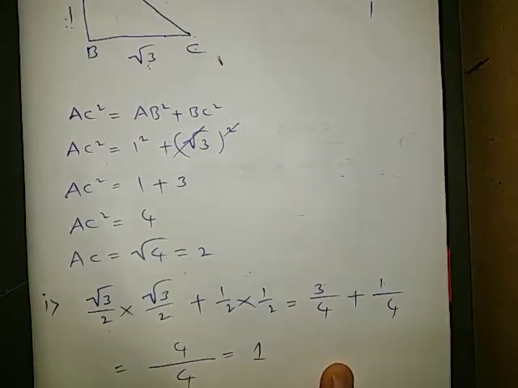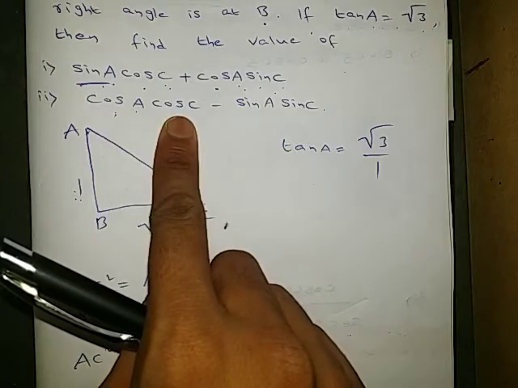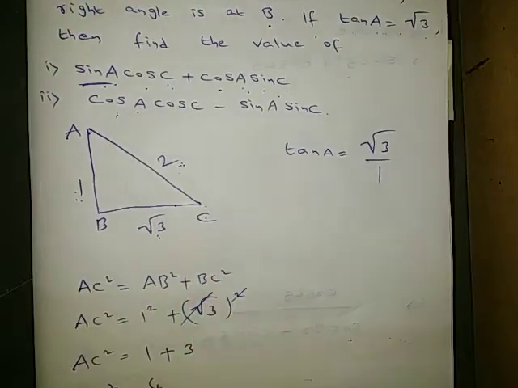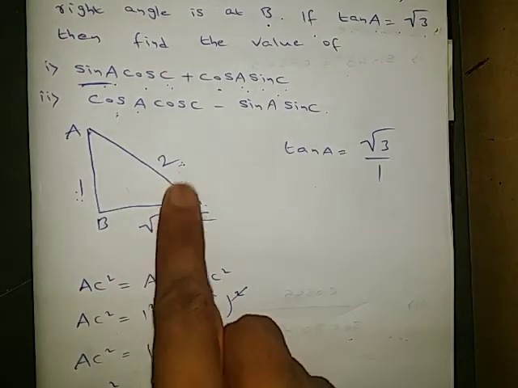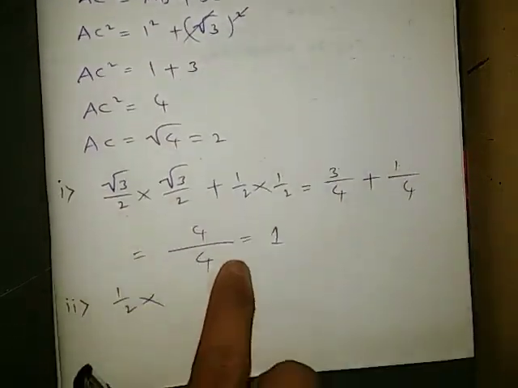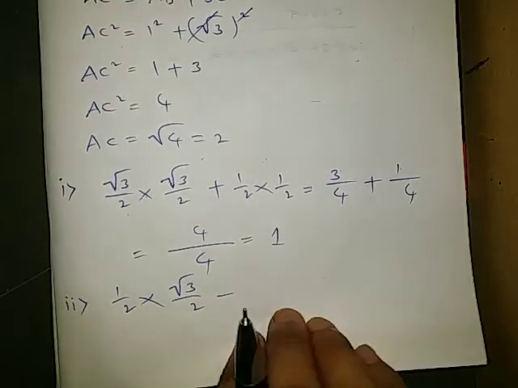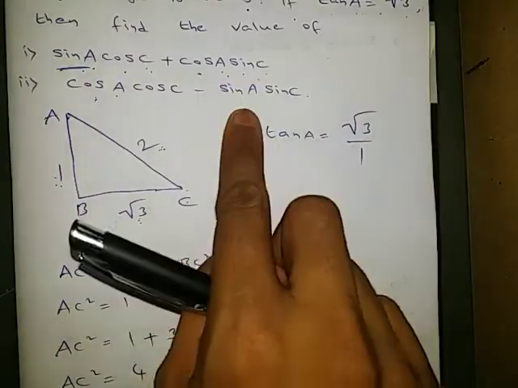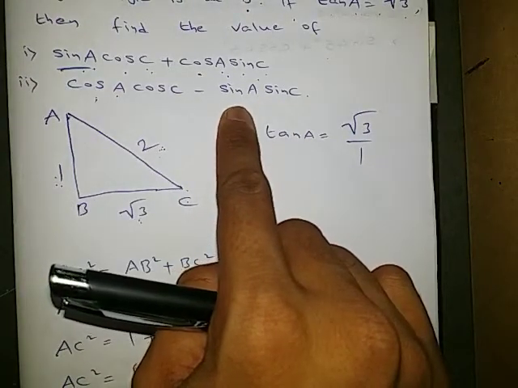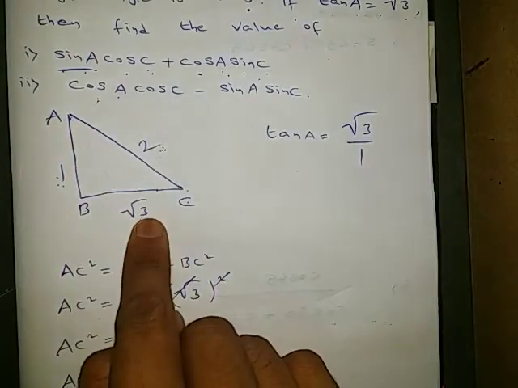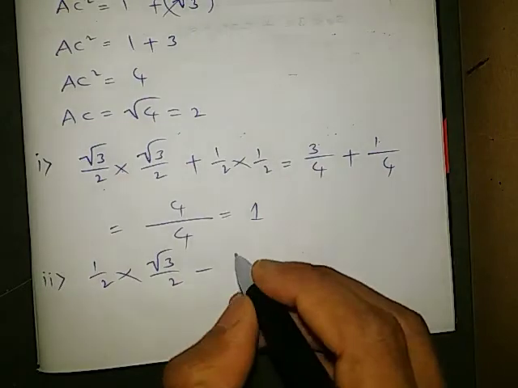into next cos C. Cos is nothing but adjacent by hypotenuse. So he is speaking particularly about C. Adjacent is root 3, hypotenuse is 2. So adjacent by hypotenuse, root 3 by 2. Root 3 by 2, minus next we have sin A, sin C. Sin A, sin is opposite by hypotenuse. For A, opposite is root 3, hypotenuse is 2. So we will get root 3 by 2.